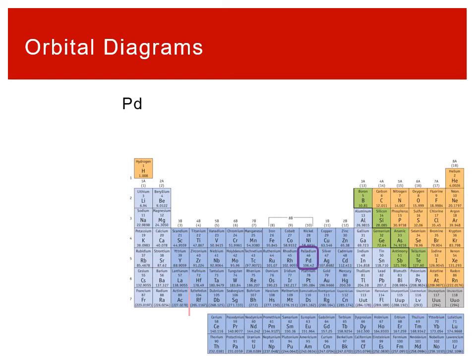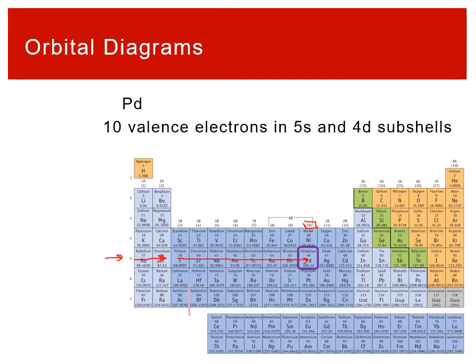Pd, palladium. That is in my d block. I can see if I look right here that there are 10 valence electrons. I'm in period 5, so I know this is going to be the 5s. I have 2 in there, and then this is going to be 4d. I have 1, 2, 3, 4, 5, 6, 7, 8 of those. So 5s is going to have 2, and the 4d is going to have 8.